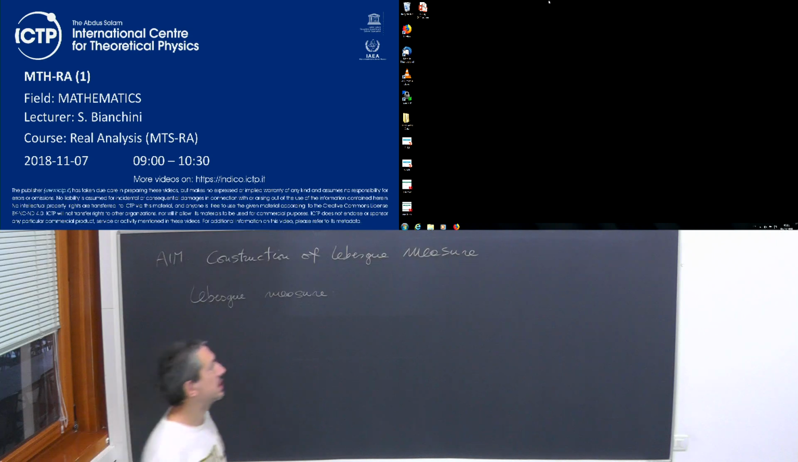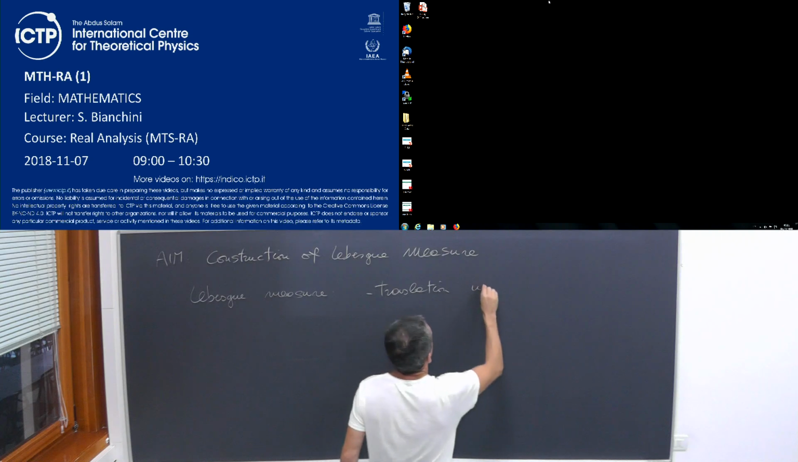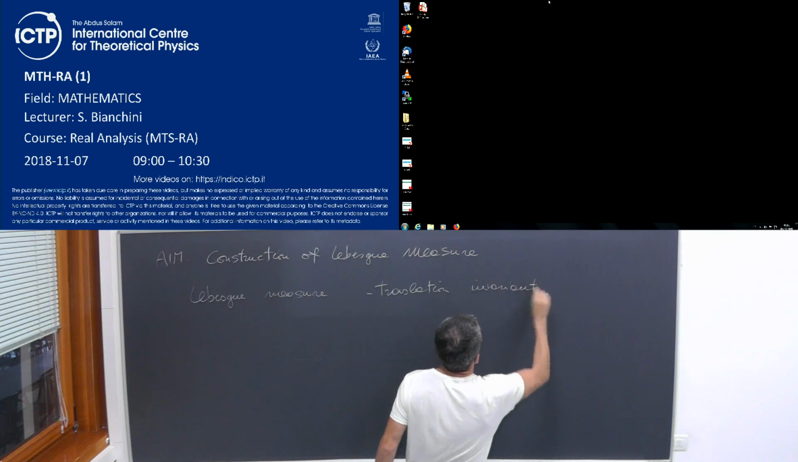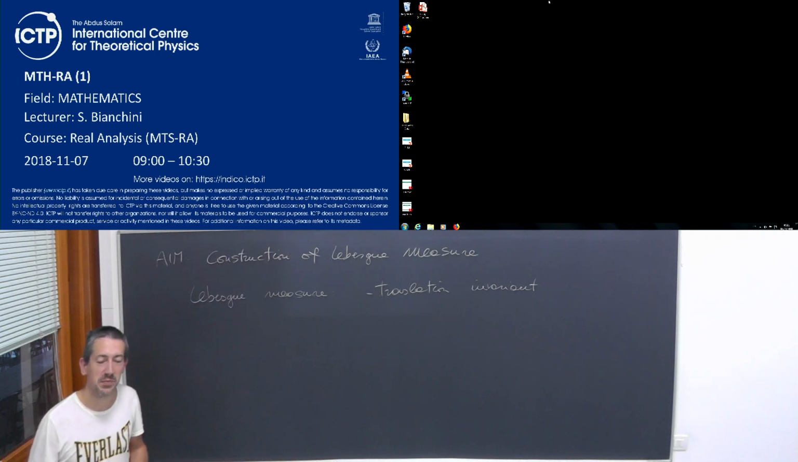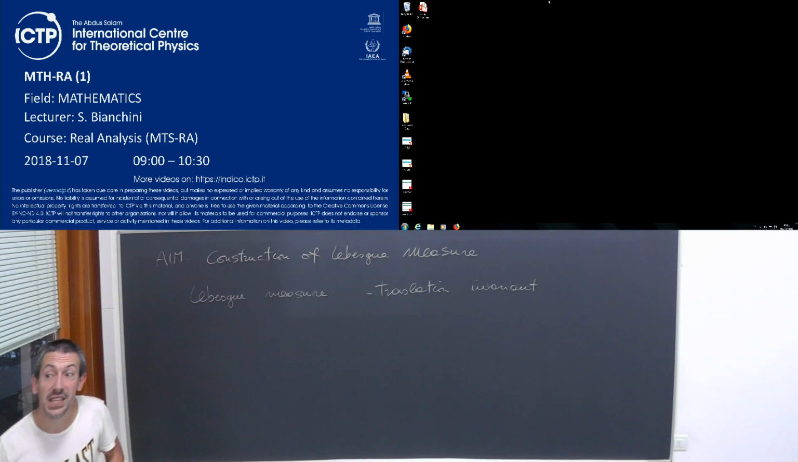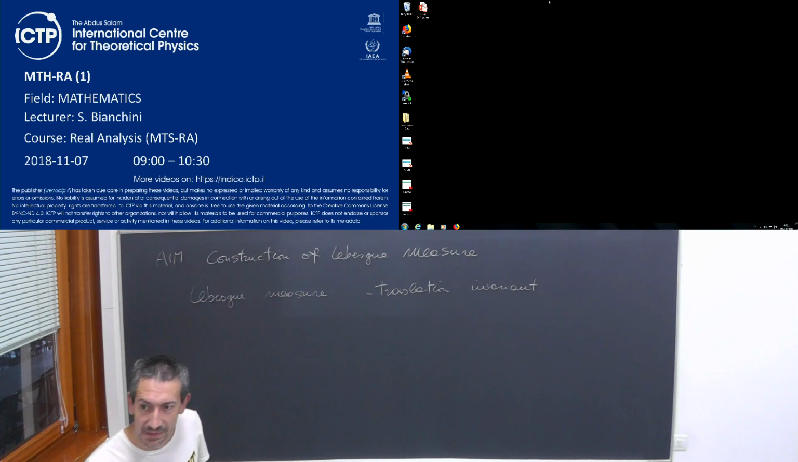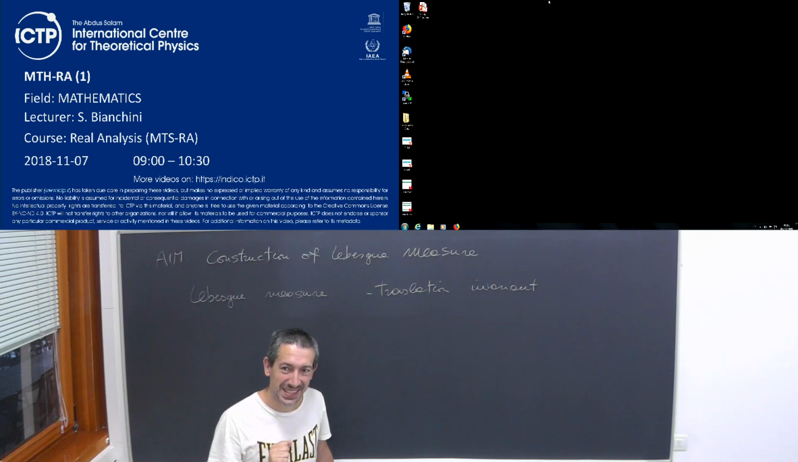Translation invariant? Yeah, translation invariant, because we believe that the space, at least for the Euclidean space, is invariant. If I measure something here and then I move it there, I measure the same. Additive. Subadditive. Well, that's an outer measure. Sigma subadditive is an outer measure.